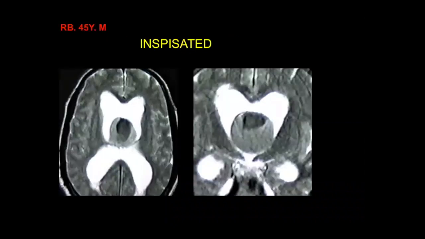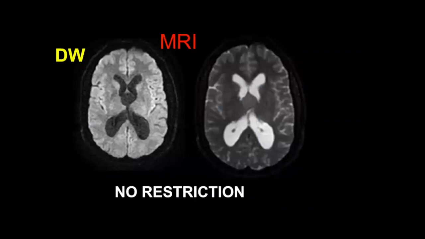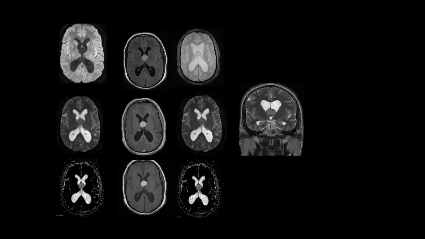Look at this case of mine, an inspissated giant colloid cyst in a 45-year-old male patient. On the FLAIR, they have mixed density. And on the diffusion study, there is no restriction. This is just one MRI of my cases showing you all the sequences that we mentioned.